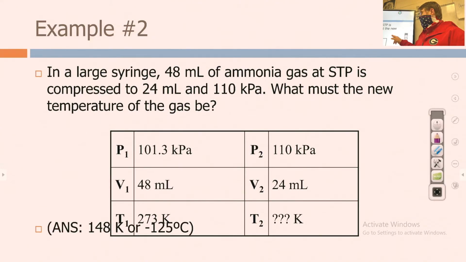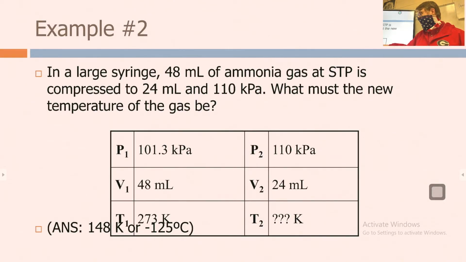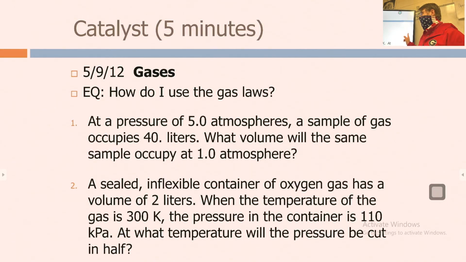All right, let's keep going. Same facet, we plug all these things into the equation. We cross multiply, solve for the variable, and we get the answer to be 148 Kelvin, but if we have to put it in degrees Celsius, we subtract 273, we get negative 125 degrees Celsius. You plug and chug as is typical so far.